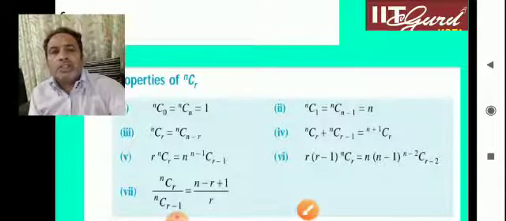So here in this one, nCr upon nC(r minus 1) is the ratio of two consecutive binomial coefficients, that is (n minus r plus 1) upon r, which we use. Okay, so let's come to another one.